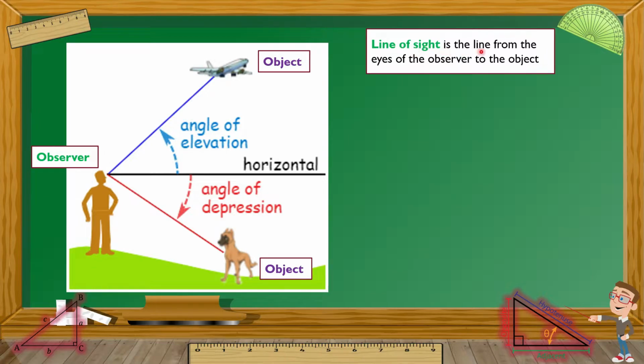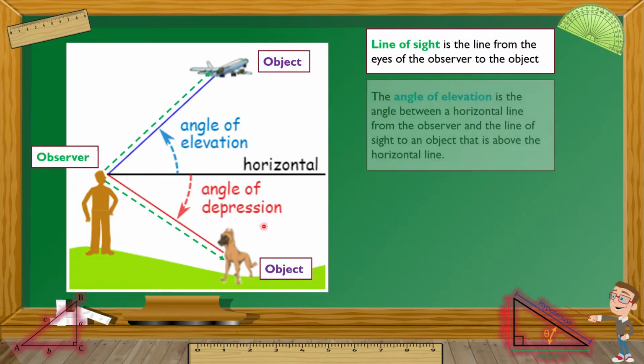So, line of sight is the line from the eyes of the observer to the object. So, ito yung observer natin, no? So, ito yung eye niya. And yung line of sight na tinatawag natin, ito yung line from the eye of the observer papunta doon sa object. So, ito, yan. Ito yung line of sight niya. And tumitingin siya dito sa eroplano. And at the same time, ito rin. So, line of sight din yan, nakatingin siya dito sa aso. Ngayon, ano ba yung ibig sabihin nitong angle of elevation at angle of depression?